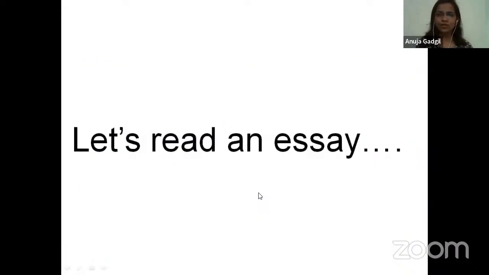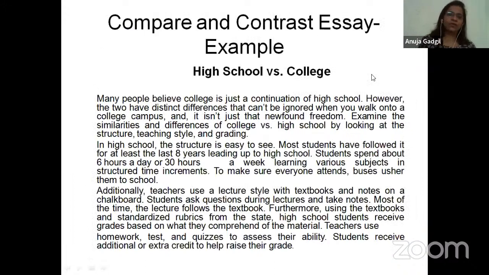Okay, so let us read an essay. I am reading this essay. Please pay attention, all of you. High school versus college. I'm sure you will like this topic. Many people, are you able to read this? Can you say yes? Are you able to see it? Is this essay visible to everybody so that I don't miss out on it? Somebody can say yes in the chat box.